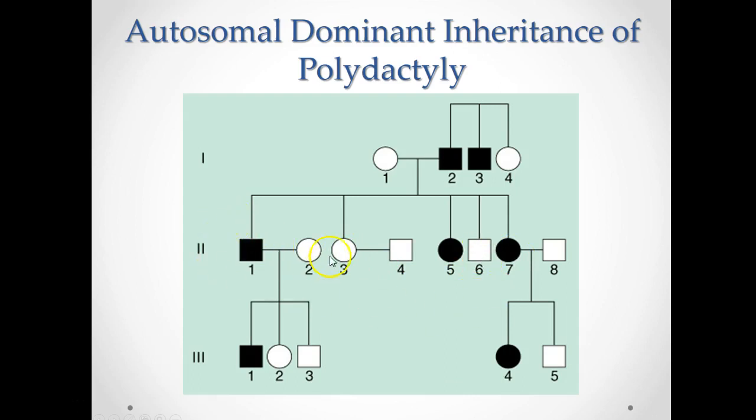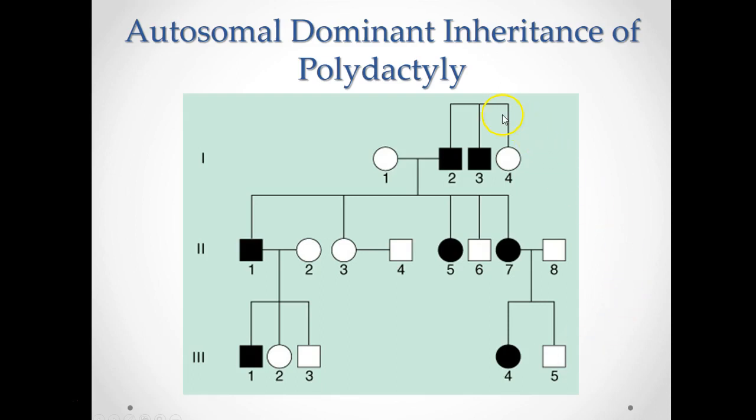Okay, we can follow this branch then here where the son with polydactyly marries a woman. They have 1, 2, 3 children, 1 son with polydactyly and 2 children without. We can also follow this branch of the family here where we have a daughter who has polydactyly who marries a man and they have 2 children, a daughter who has polydactyly and a son who does not.